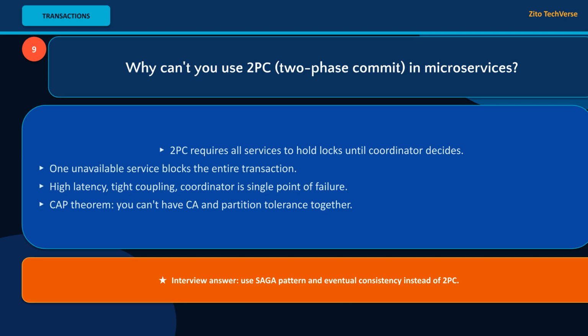Why avoid two-phase commit in microservices? Because it requires services to hold locks while waiting for a coordinator, leading to tight coupling and poor availability. If a service goes down, the entire transaction blocks. Instead, embrace the Saga pattern and eventual consistency for distributed transactions.